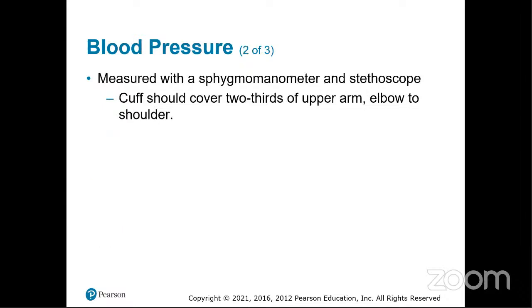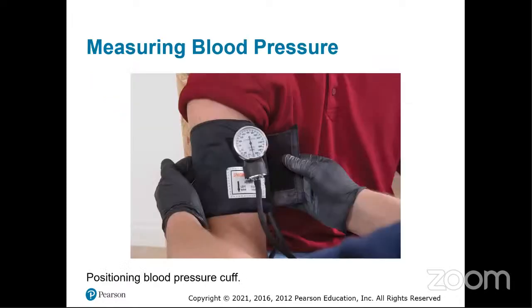So it's measured with this. I'm not even going to try and murder that word. Okay? That's the fancy word for blood pressure cuff. It should cover the upper two-thirds of the arm, from the elbow to the shoulder. So here's your picture of it right there.